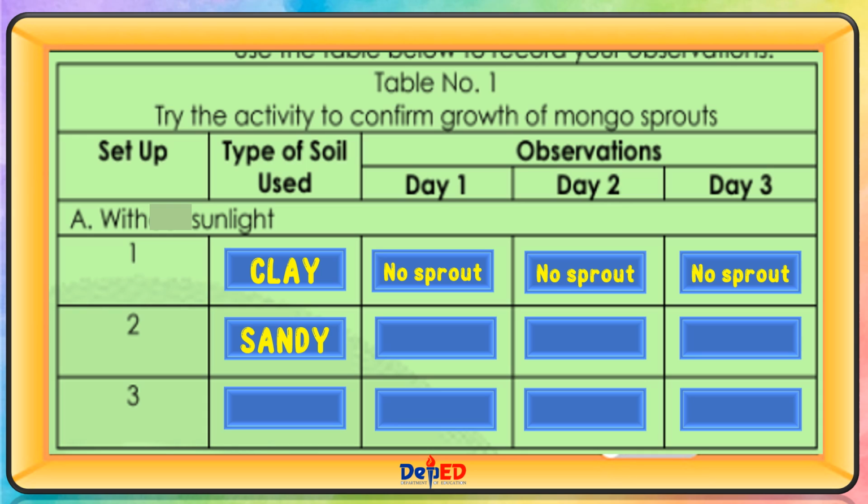With sunlight, type of soil used: sandy. Observations: Day 1, tiny sprout. Day 2, small stem. Day 3, longer stem and some leaves.